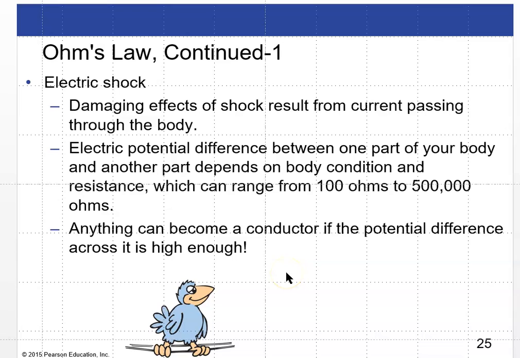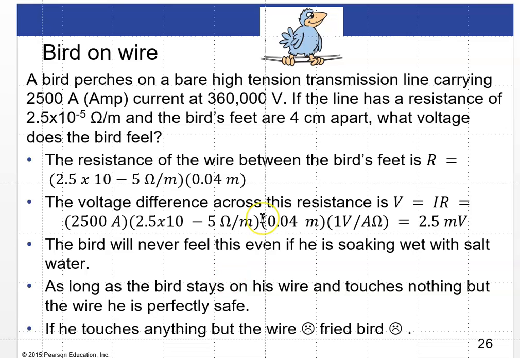They always tell you that electricity and water don't mix. Well, in reality, they mix too well. If your skin is wet, the resistance to the flow of current might be as low as 100 ohms. If your skin is really dry, it might be 500,000 ohms. You can imagine that when wet, you're much more likely to get a large current through your body. Anything can become a conductor if potential difference across it is high enough. So be very careful.